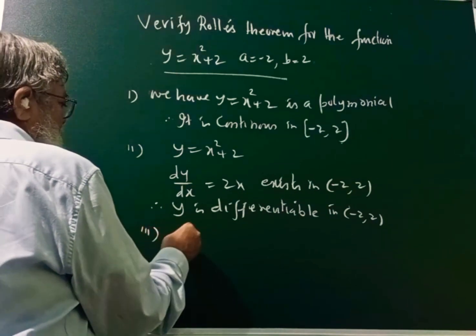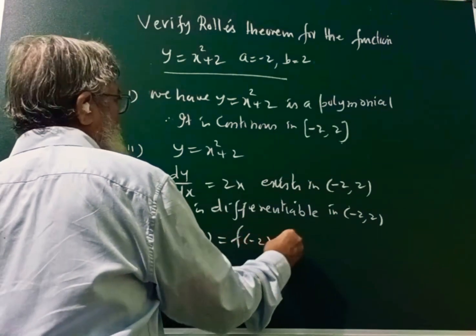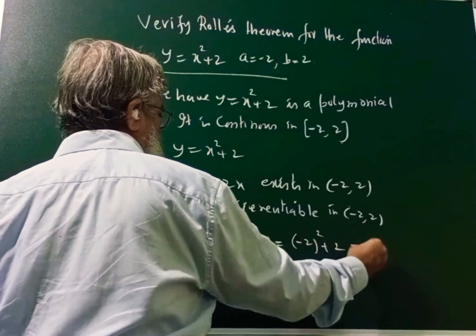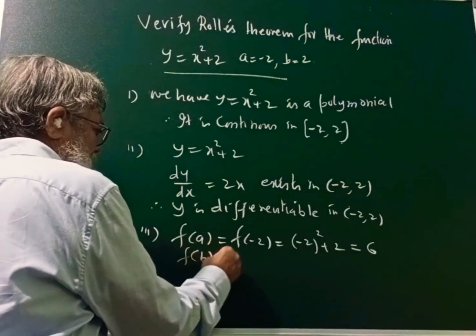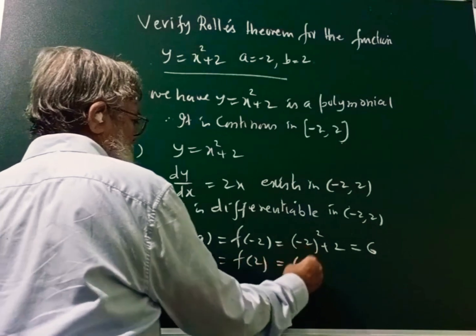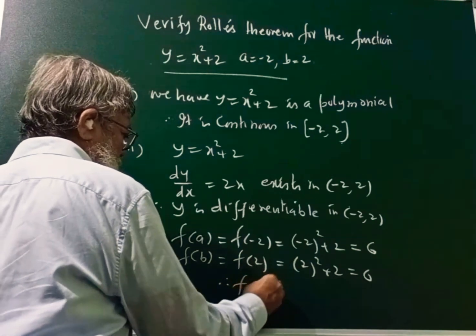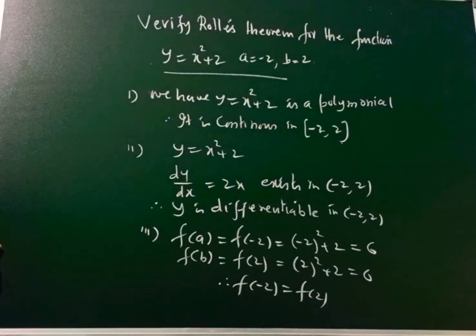Third one. Now f of a. F of a means the value of a is minus 2 here. Substitute here: minus 2 square plus 2, that is equal to 6. And here f of b, that is equal to f of 2, that is equal to 2 square plus 2, that is also 6. You can see, therefore, f of minus 2 is equal to f of 2. Therefore, this function satisfies all three conditions of Rolle's theorem. By Rolle's theorem, there should exist a point on which f dash x becomes 0.